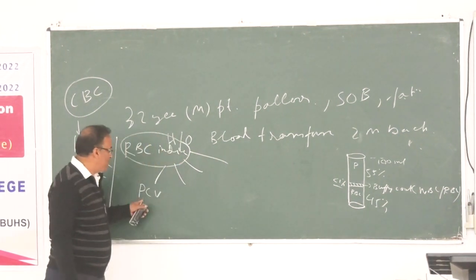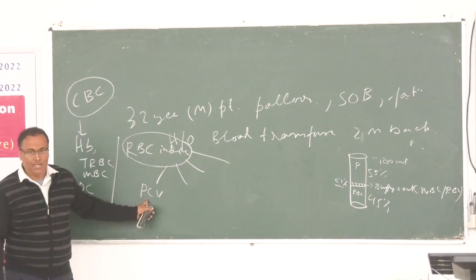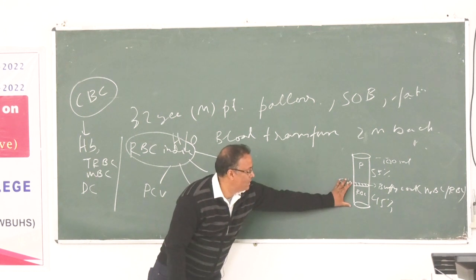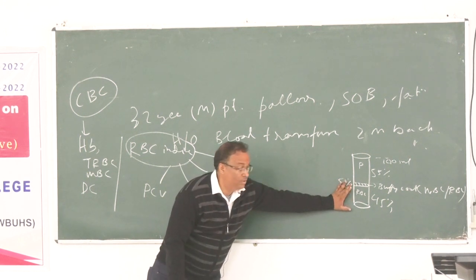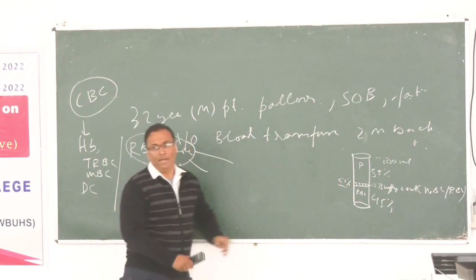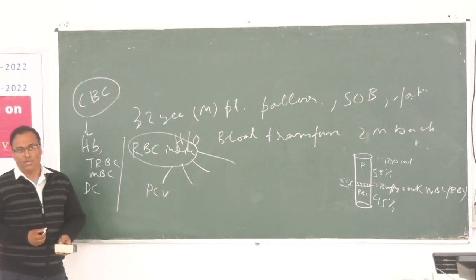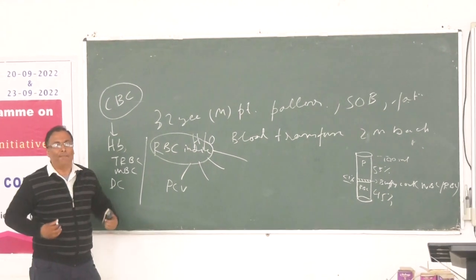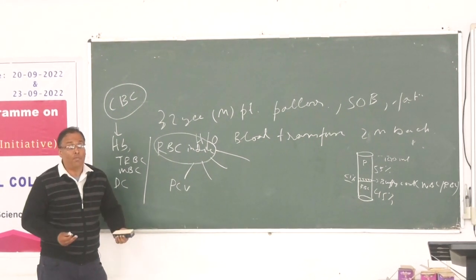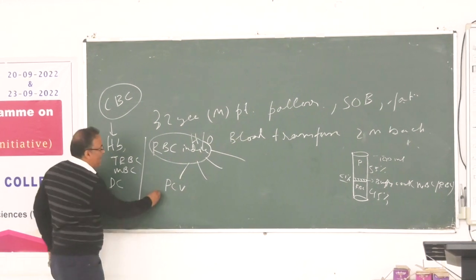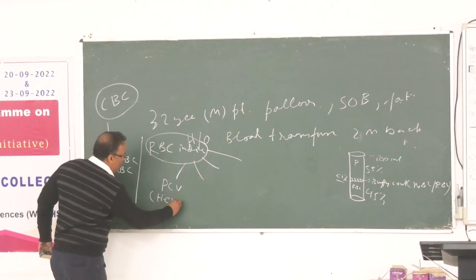Now, what is packed cell volume? Packed cell means the cellular component. That means this part, RBC and normally the buffy coat both. But as the buffy coat is a negligible amount of cells, we always calculate the packed cell volume in respect of only the RBC. So packed cell volume means, another term for it is hematocrit.